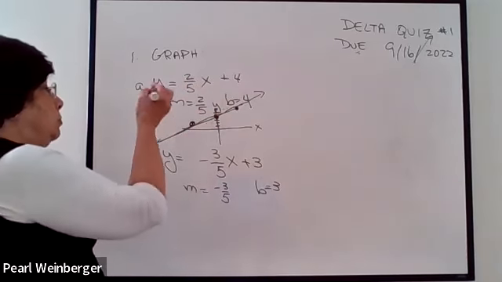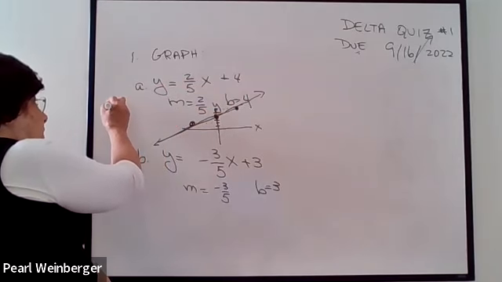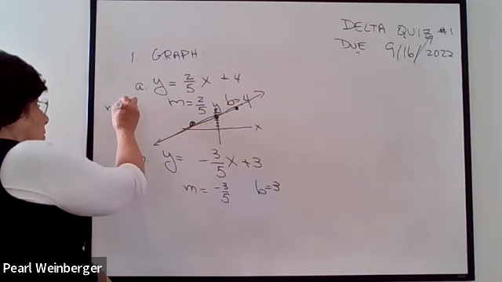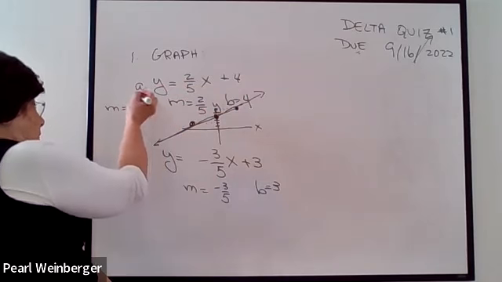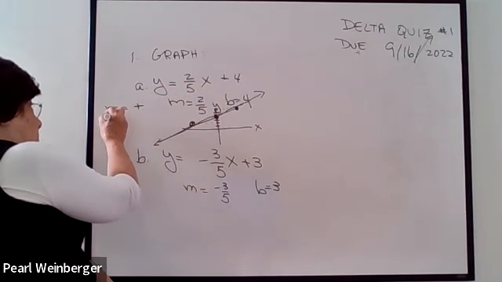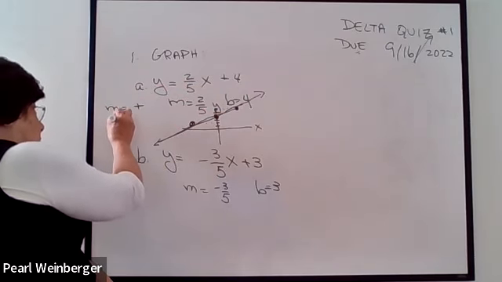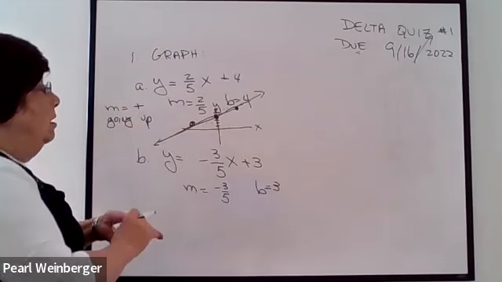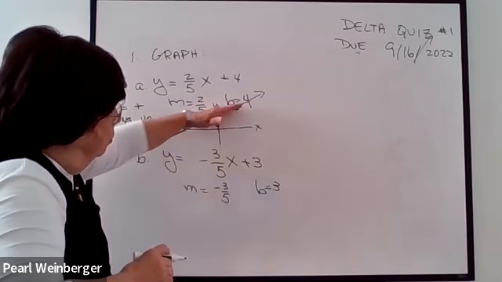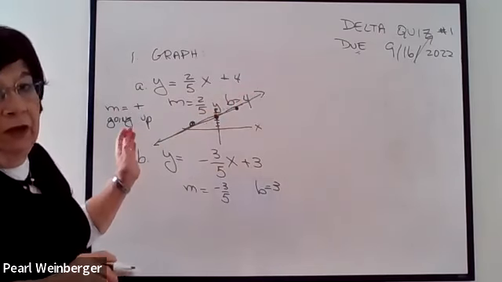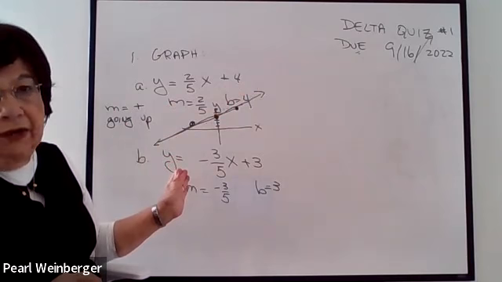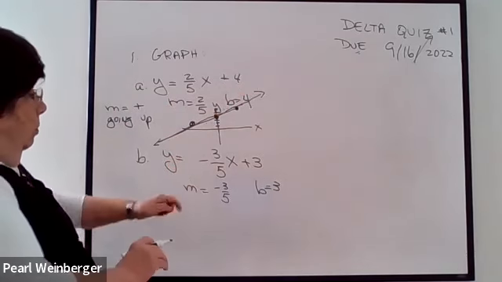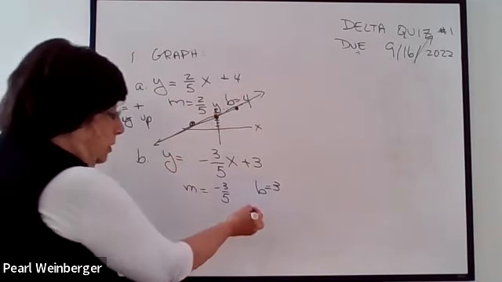That's because when your slope is positive, then you're going up. Any line with a positive slope is a rising line. What about this line over here?